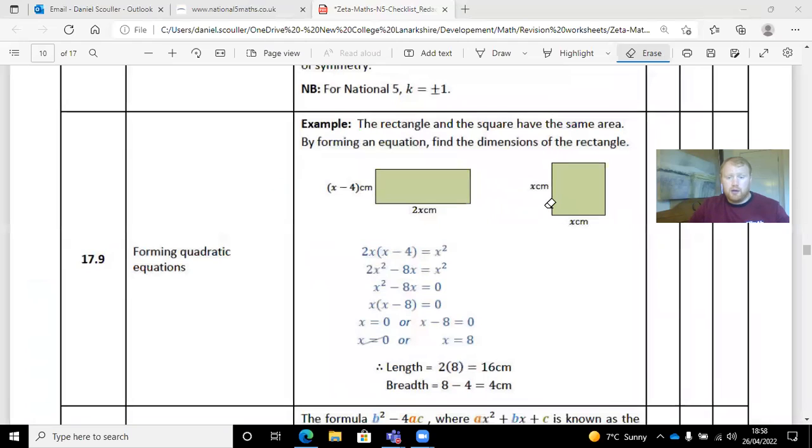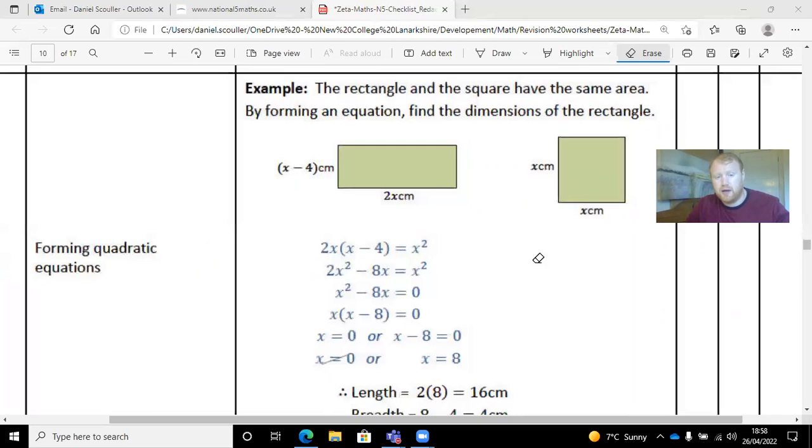it will give you something like this, where you're going to form a quadratic. And this is a wee bit more difficult, because to find your x value, you need to then factorise. Okay, and that's a difficult part of it. Okay, so have a wee look at that. Okay, forming quadratic equations.